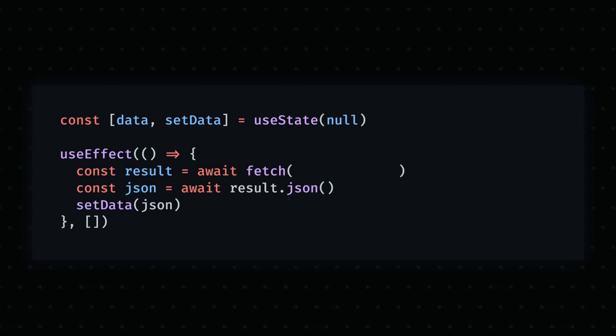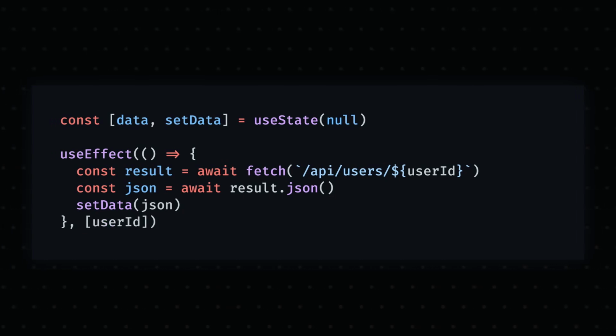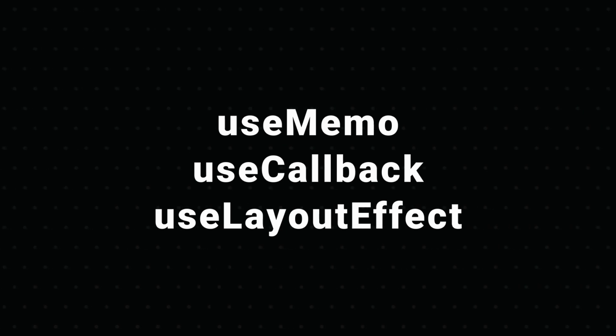If you are fetching something by ID, for example user, product, blog post or anything, probably this is a good idea to add this ID to the dependency array. This means that we will not only fetch data on load, but also on every ID change. The same rule for dependency array also applies to useMemo, useCallback or useLayoutEffect. So don't forget to pass them.